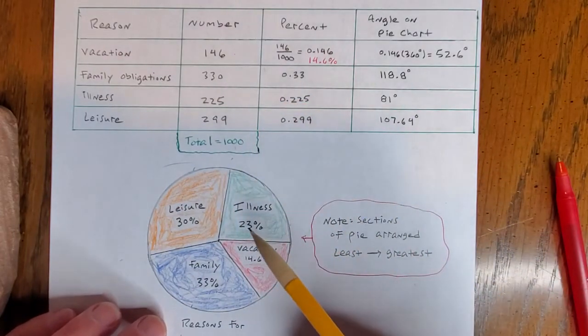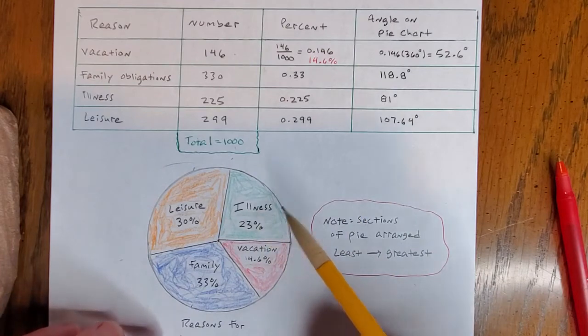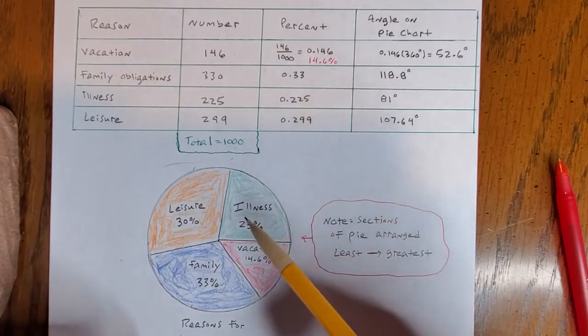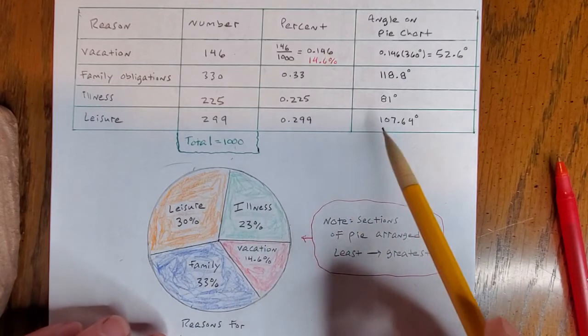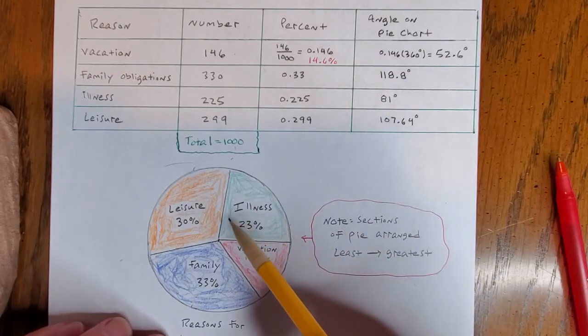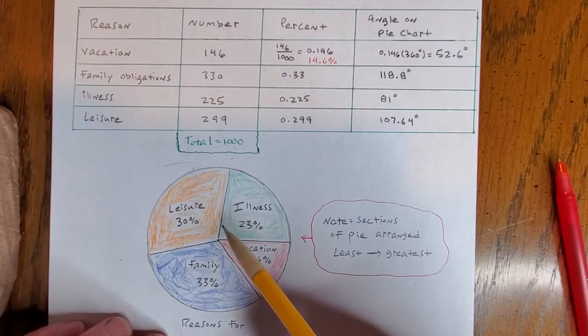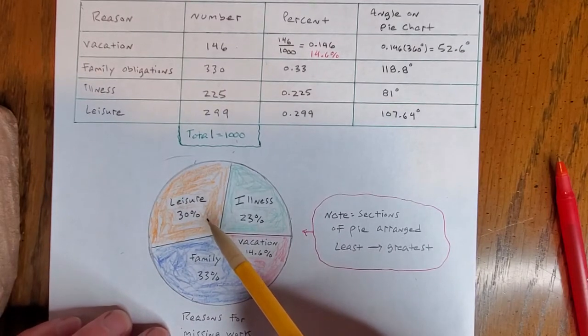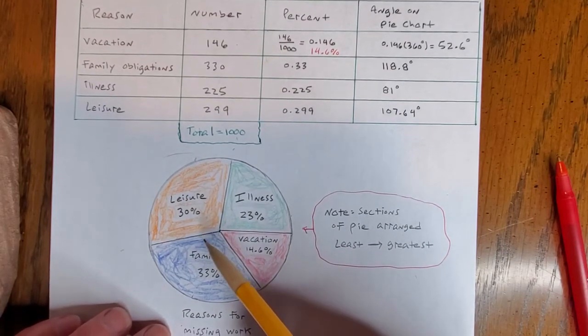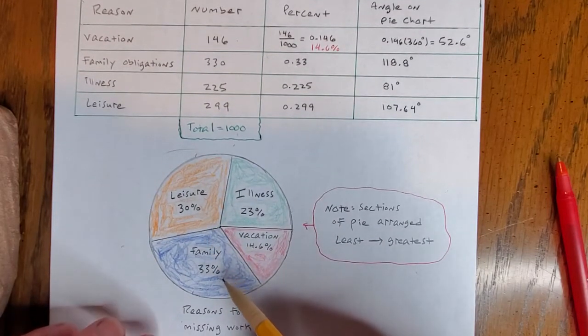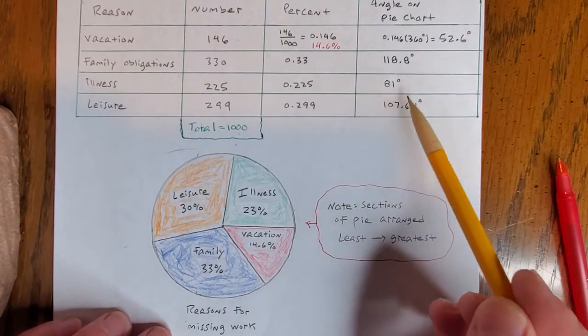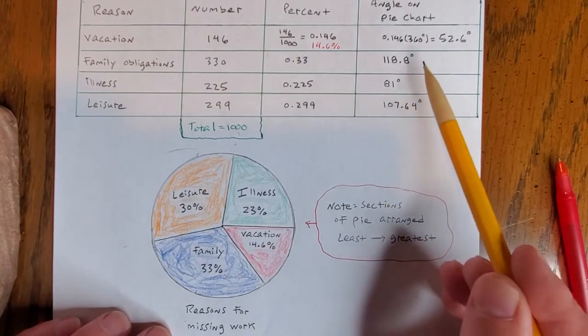0.225 is about 23% with some rounding. So 22.5% is okay to round to 23%. That one was 81 degrees. So I measured this wedge, this angle, to be 81. And then leisure and family came in at 30 and 33%. All right. And I measured the angles the same way between those two.